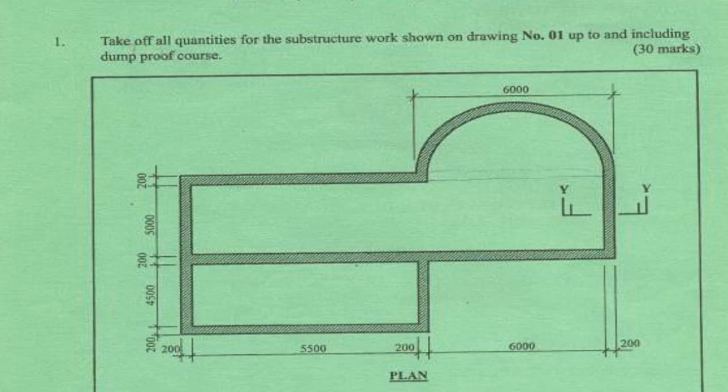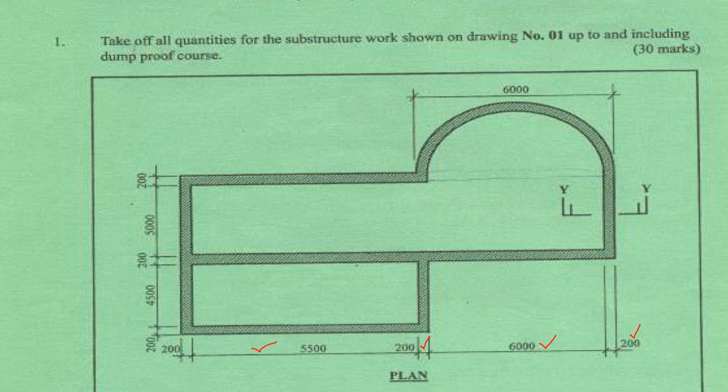And in this question, the question was, take off all quantities for the substructure works shown on the drawing number 1 up to and including damp-proof course. So in taking off, we are given the plan. We can see the length, we can see the thickness of the wall is 200. Then we can see we have 5500. We have 200 as the width of the wall, the thickness of the wall. Then we have 6000. Then we have 200.